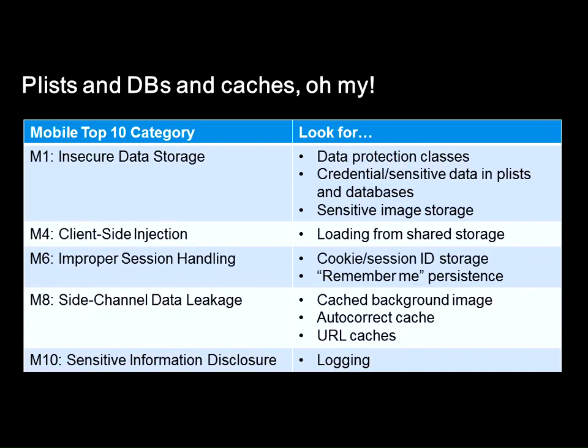So data protection classes, we can now validate. Once we have access to the file system, we can actually look at the files dropped by the application and see what protection classes are used and see what data is being stored there. That's a pretty easy check, pretty solid. How about looking for credentials or sensitive data in plists, right? We might know from our binary analysis that it drops plists and saves some data there. We might not know what the data is, but we have an opportunity once we launch the app, log in, and poke around a little bit. Sensitive image storage, same sort of thing.